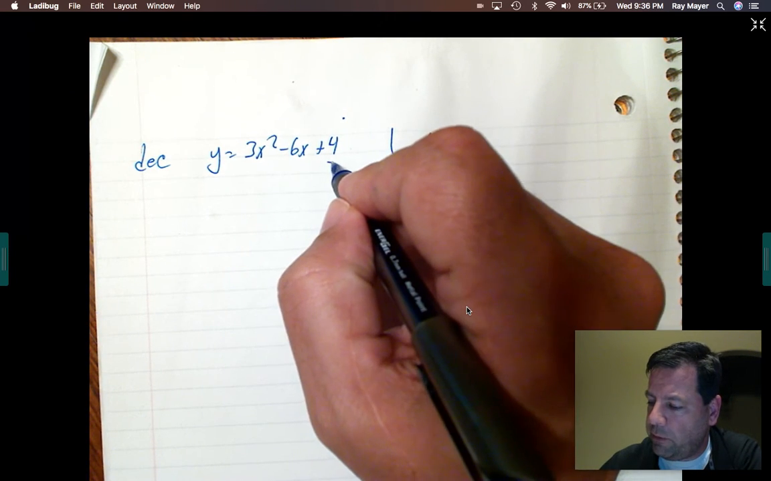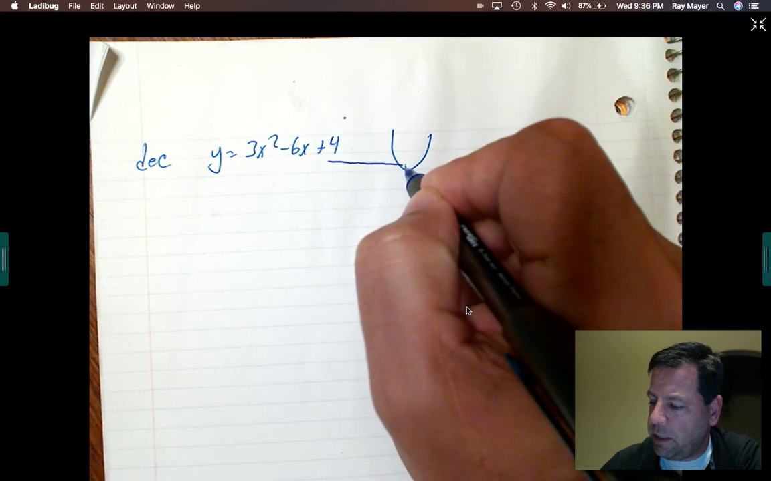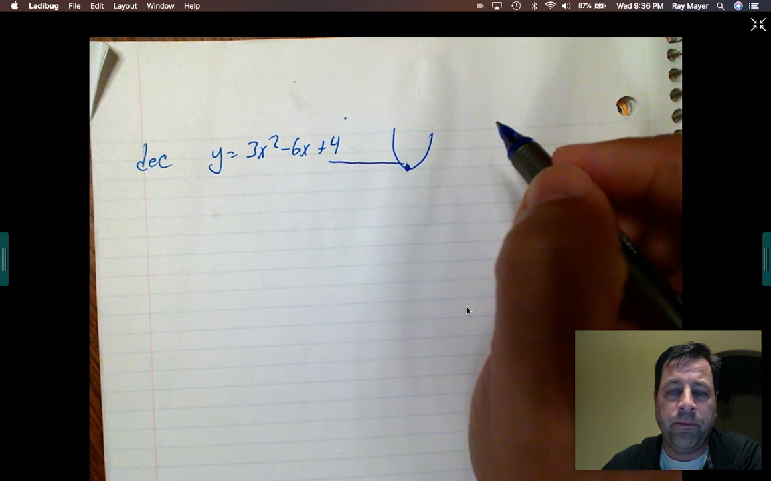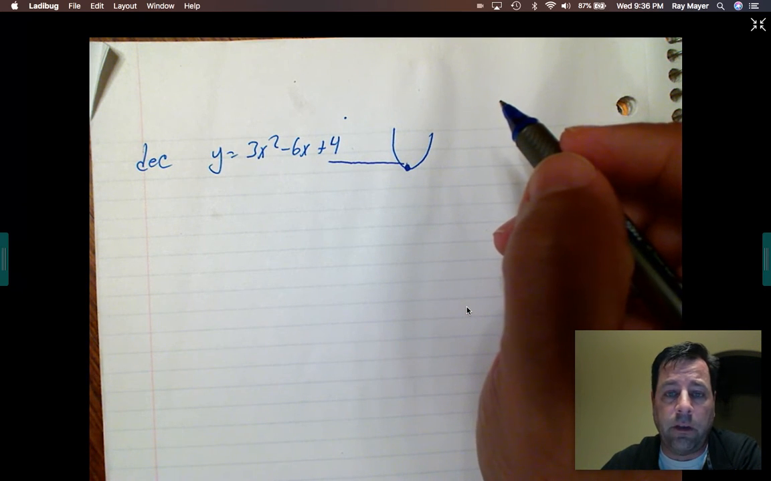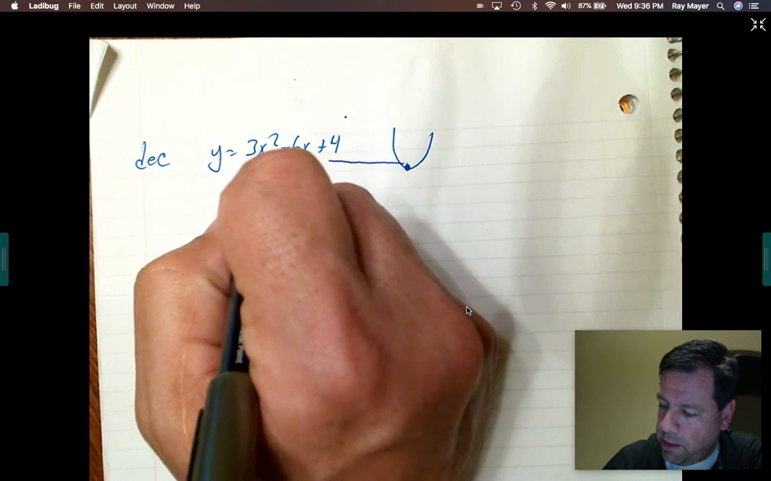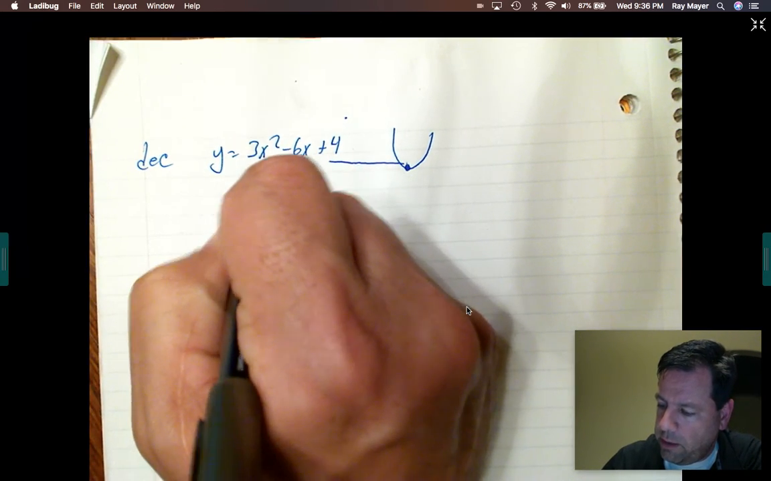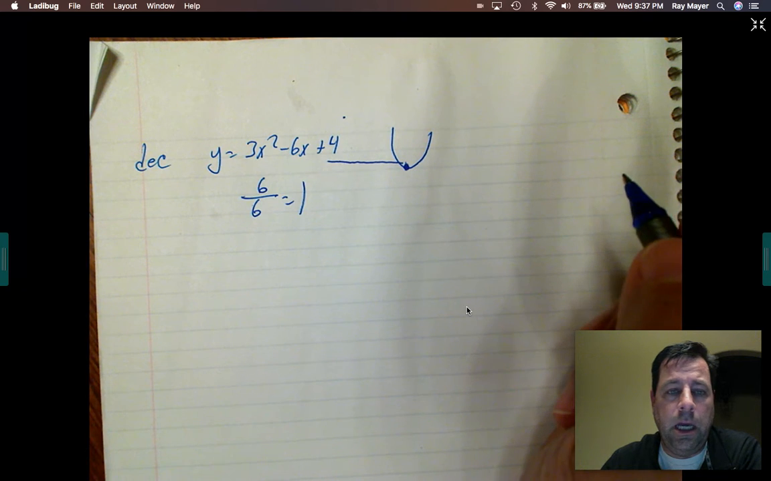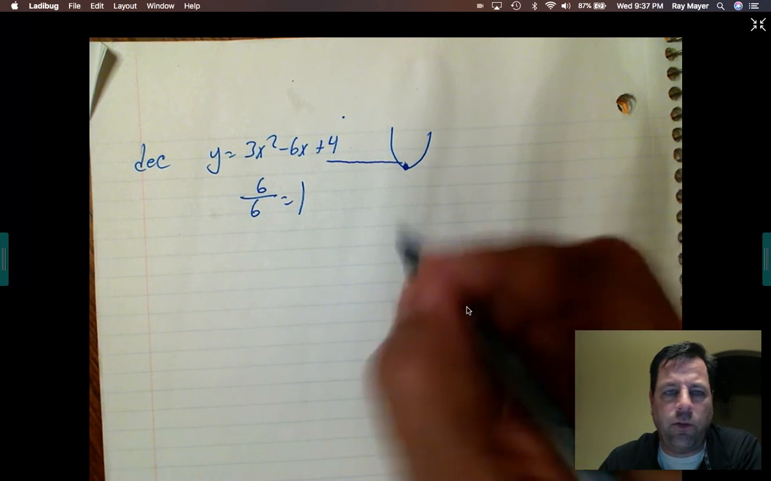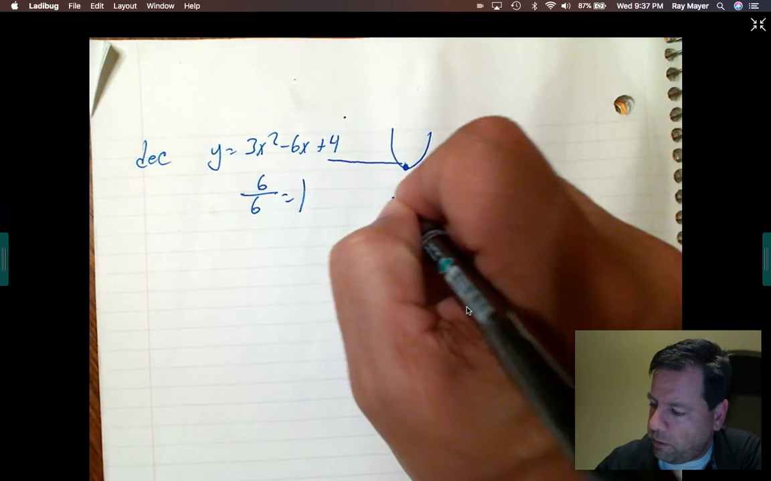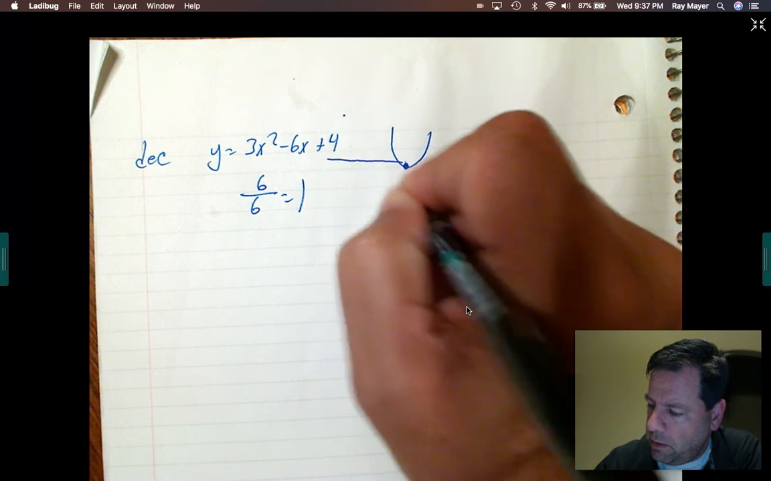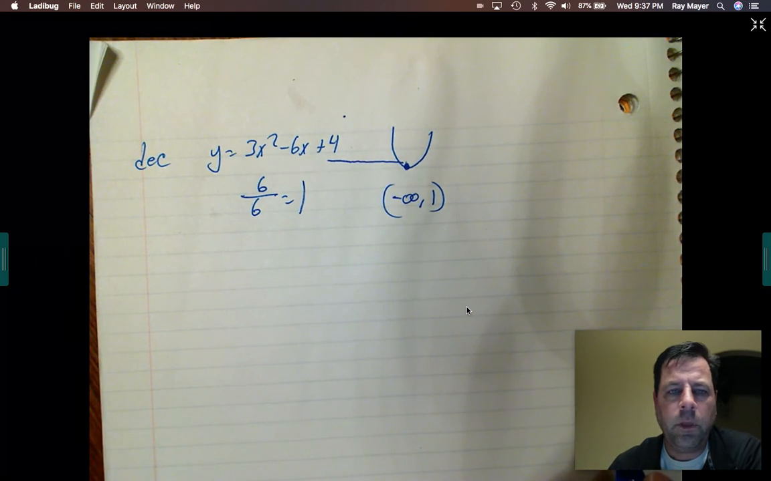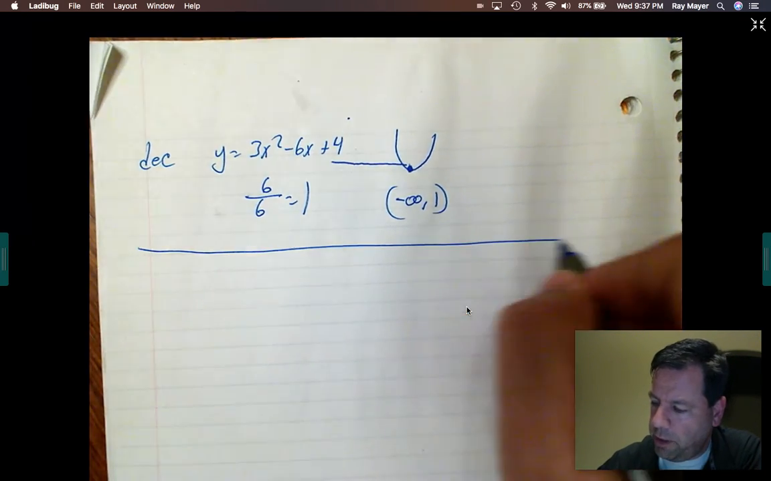It's decreasing from negative infinity until it gets down to this vertex right here. So your job is to find that vertex. And so we'll just go negative b over 2a, which is 1. And that's all I need. I don't even need the y value, so I don't even need to plug and chug. So it's decreasing from negative infinity to 1. All right, that looked pretty easy there.